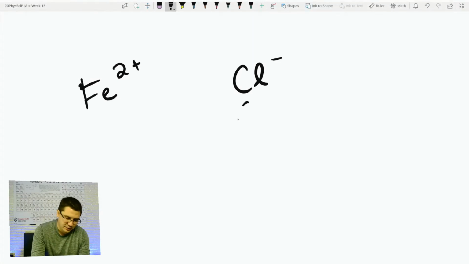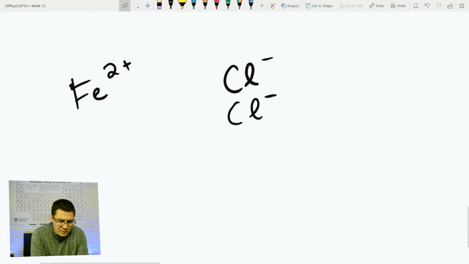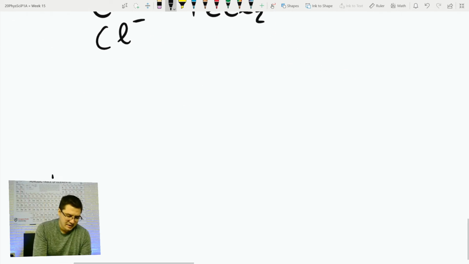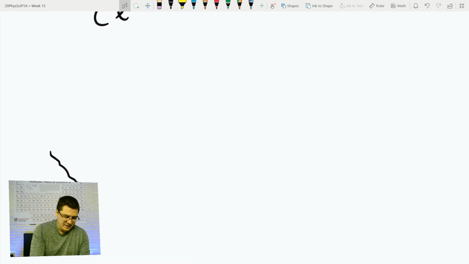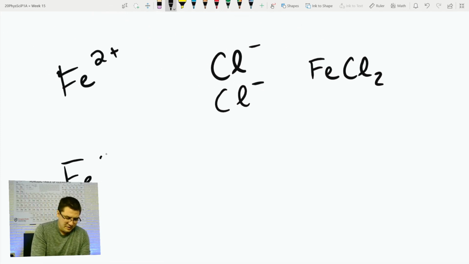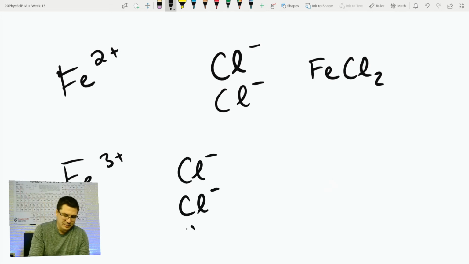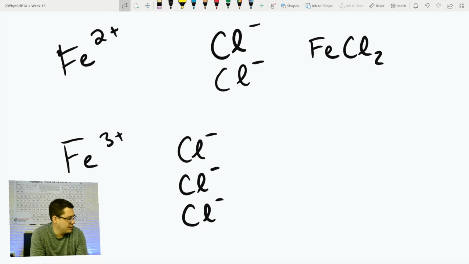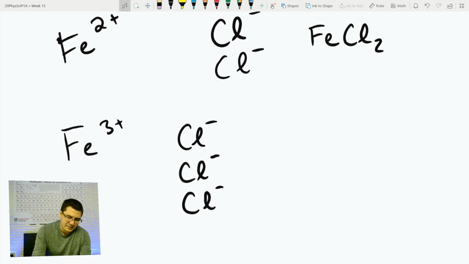It's going to take 2 chlorines to bond to it. So when I write the formula for iron with a 2 plus charge, it would be FeCl2. But if I write a different compound with the iron with a positive 3, where it has lost 3 electrons and given them to 3 chlorines, 3 chlorides, then this would be FeCl3.